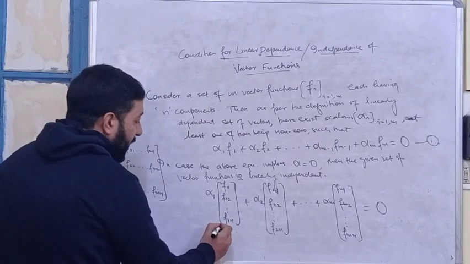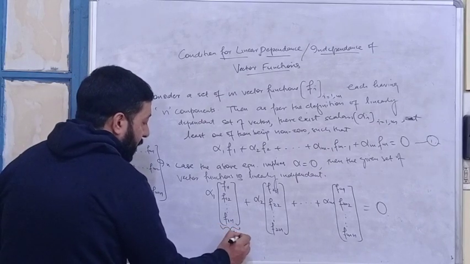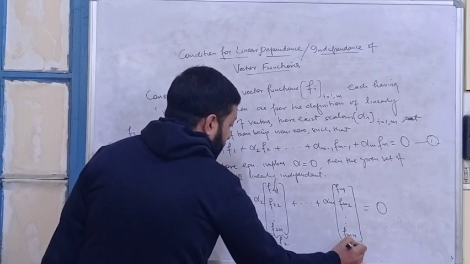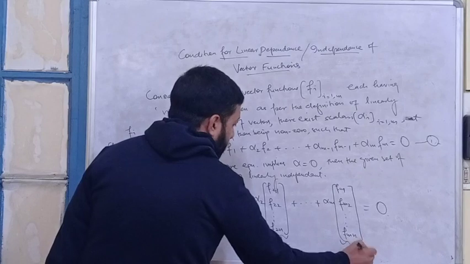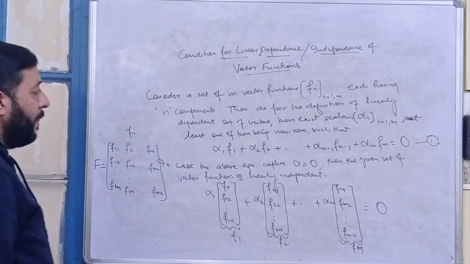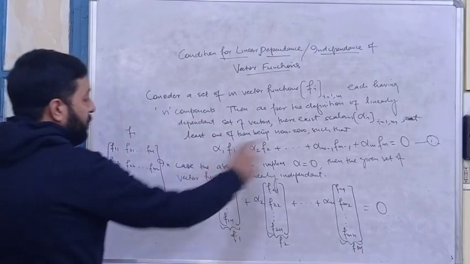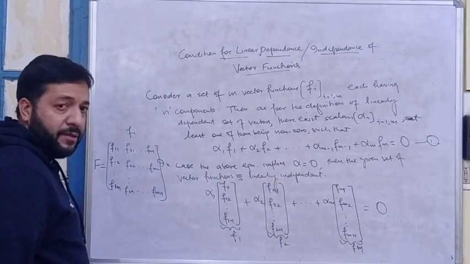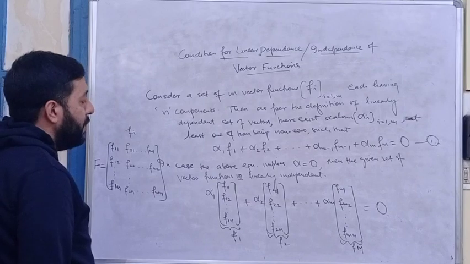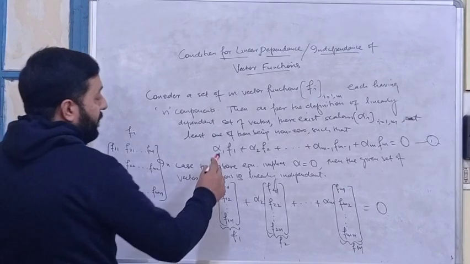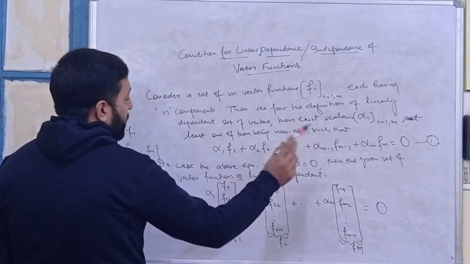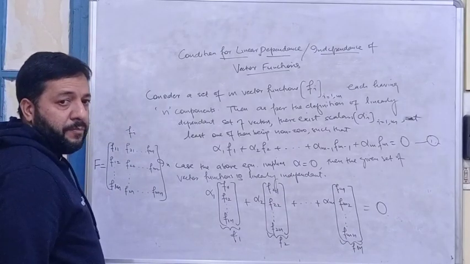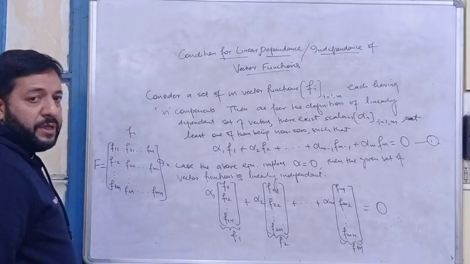So this is basically f1, this is f2, this is fn, no, fm. I wrote this same equation in an expanded form, just to make you understand what the equation actually looks like. So if you have an equation like this: alpha 1 f1 plus alpha 2 f2 and so on, alpha m minus 1 fm minus 1 plus alpha m fm.